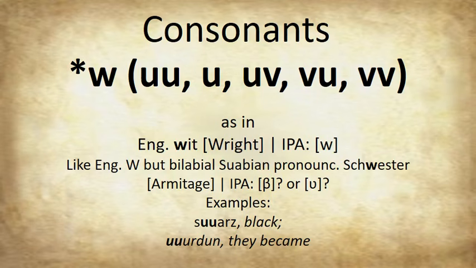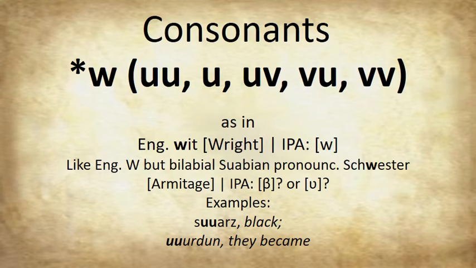So as for its sound, Joseph Wright describes W, or the 2 U's, a single U, or UV, or VU, or VV, as the same quality as the English W as in wit, so a simple W sound. And as for Armitage, he describes the W in Old High German as something like an English W, but bilabial. I'm willing to assume that he's hinting towards something between a W and a V sound. So that's something to bear in mind.